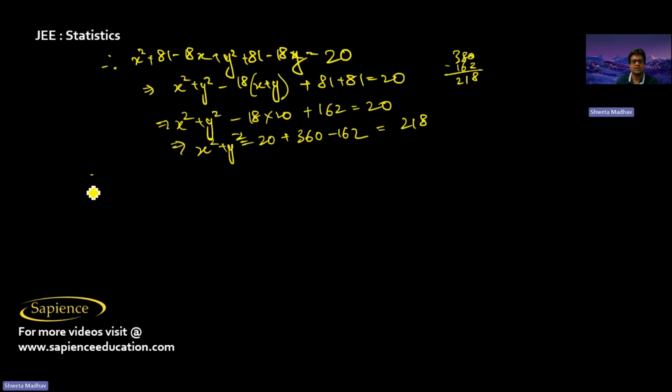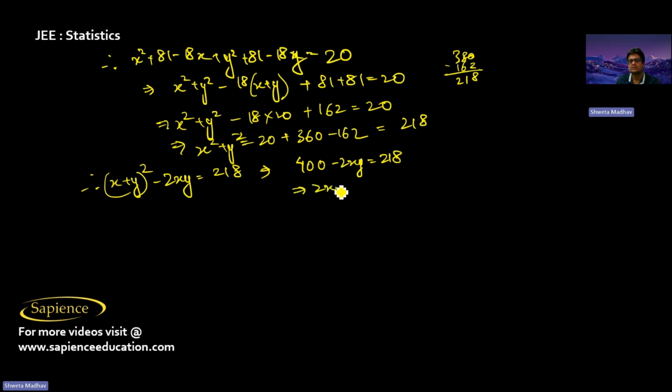Now, therefore, I can say x plus y whole square minus 2xy will be equal to 218. Now x plus y whole square will be 400. 400 minus 2xy is equal to 218. Therefore, 2xy is equal to 400 minus 218, so 182.